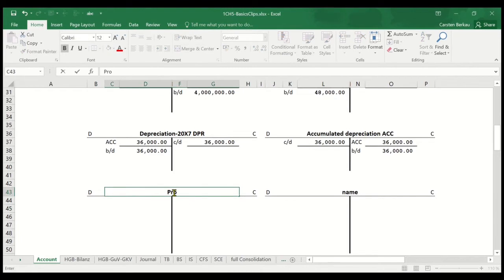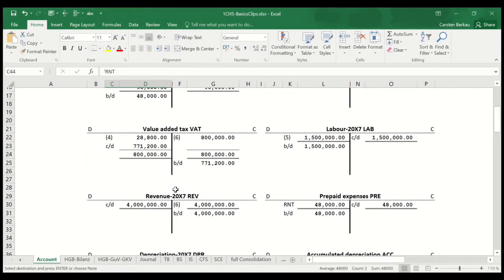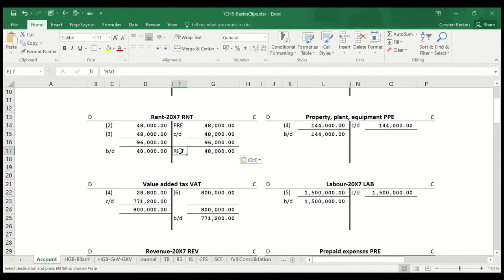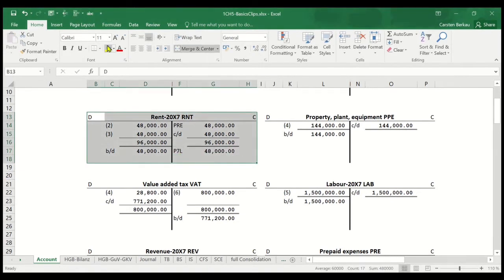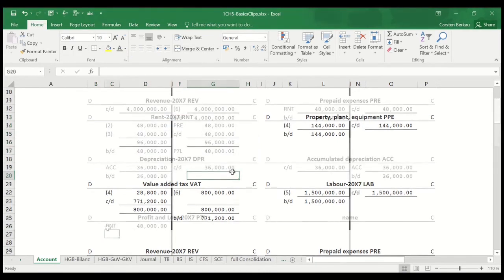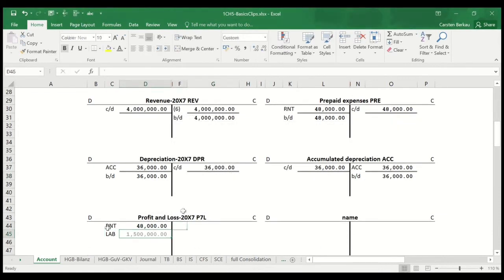Now we start to prepare the profit and loss account. We make a debit entry for rent to the extent of 48,000. The value is credited to the rent account. By this, the rent account can be grayed out as we don't use it any further. Next, we record labor. Then we record the revenue. The last expense is depreciation.